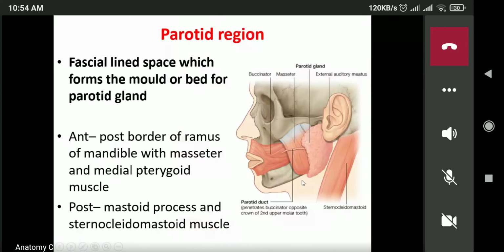And posteriorly, it is bounded by the mastoid process and the sternocleidomastoid muscle. So here we can see the mastoid process of the temporal bone on the skull, and this is the sternocleidomastoid muscle. So this forms the posterior boundary of the parotid region.